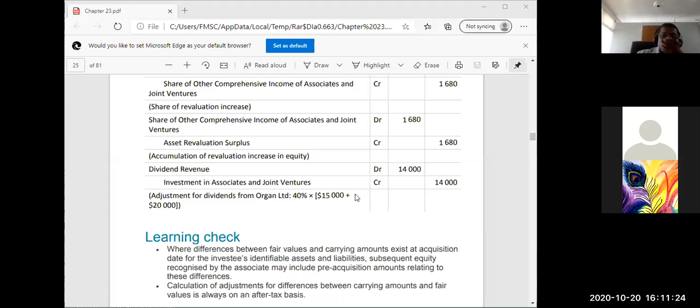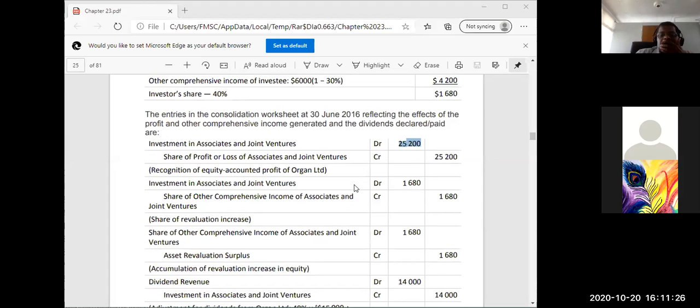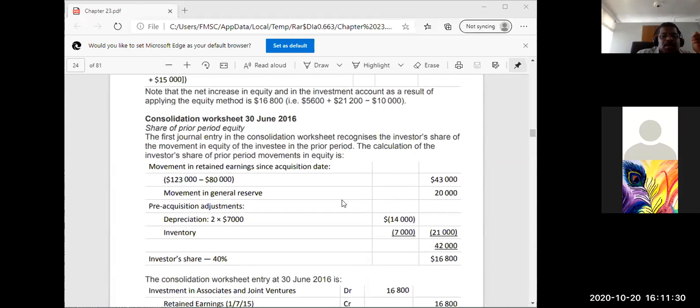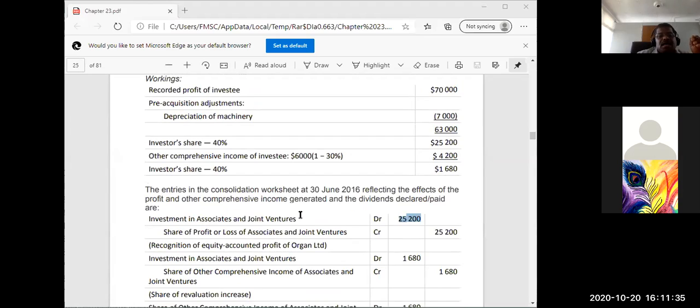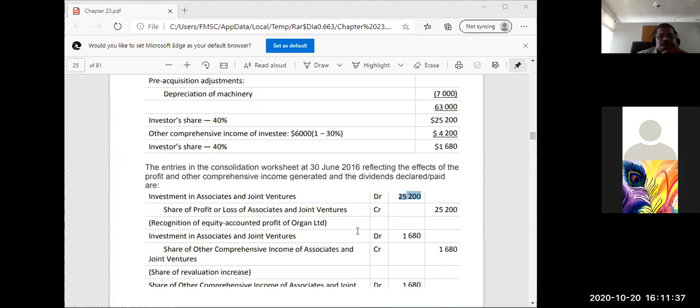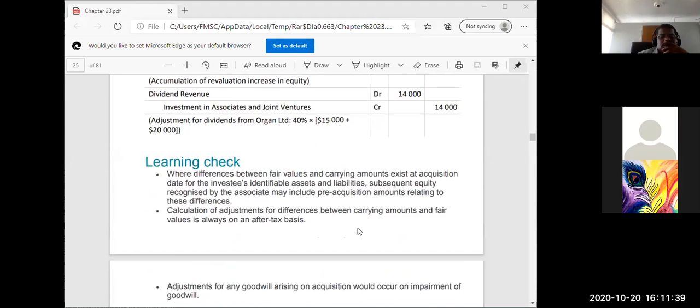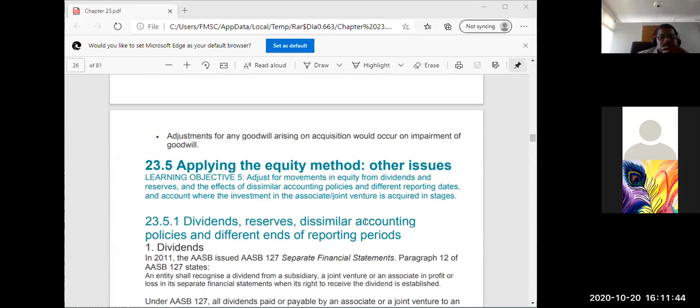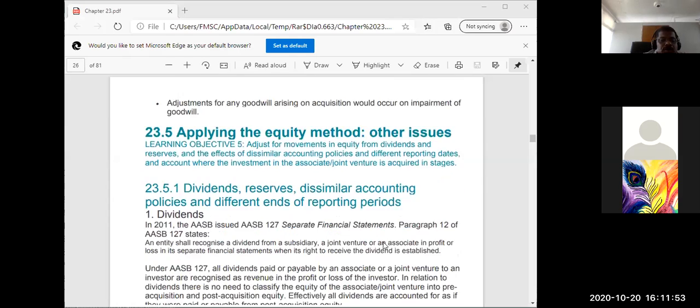What I'm asking is you have to practice this for multiple years. You have to understand why we are putting the movement of earnings and the respective year adjustment, right? Then we will talk about dividend reserve, dissimilar accounting policies, and different ends of reporting periods.